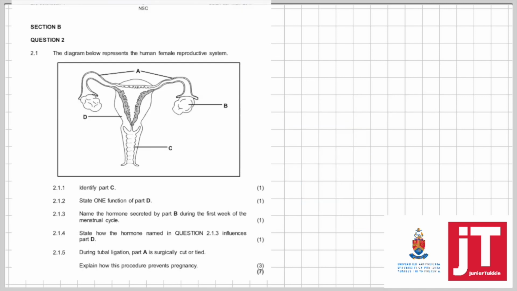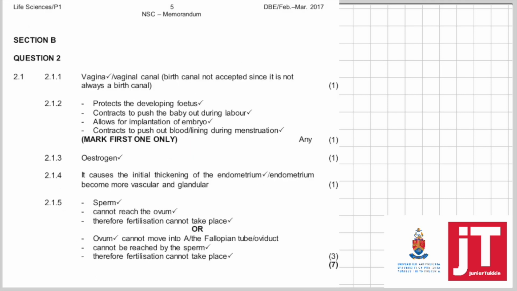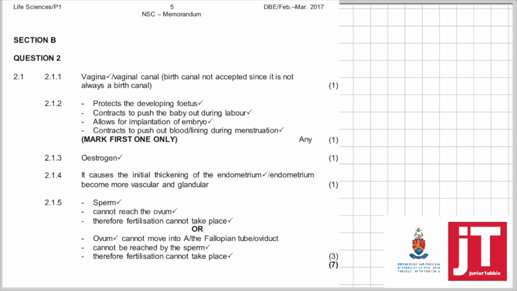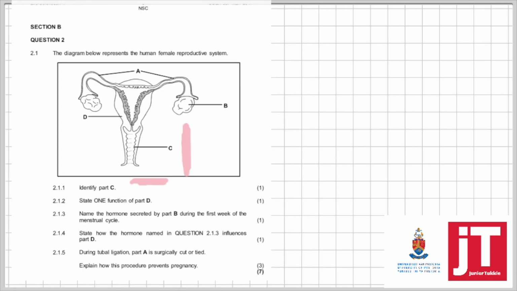The diagram below represents the human female reproductive system. So, 2.1.1, they want you to identify part C. Now, part C, that is the vagina. So what I've done is I have the question on one page and then I have the memo, so we can go between the two. Right, so question C we know is the vagina. It is a canal, so don't be shocked if the memo also has vaginal canal, vagina. But look, the memo does not want birth canal. So don't use the word birth canal, because the vagina is not necessarily the birth canal all the time.